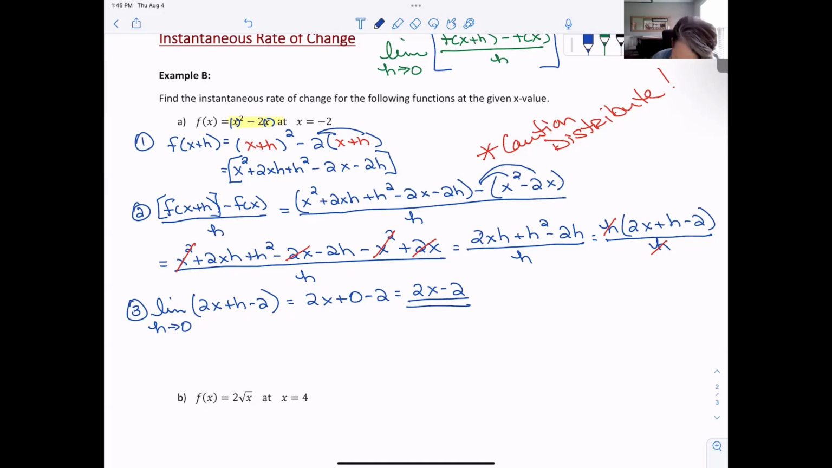Okay, so that would be kind of our step 4. So at x equals negative 2, that's going to give us 2 times negative 2 minus 2, which gives us a negative 6. So the instantaneous rate of change of that function at negative 2 means if we were to draw that tangent line where x equals negative 2, it would have a slope of negative 6.